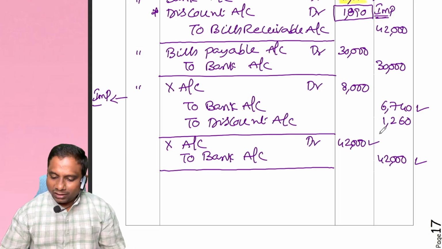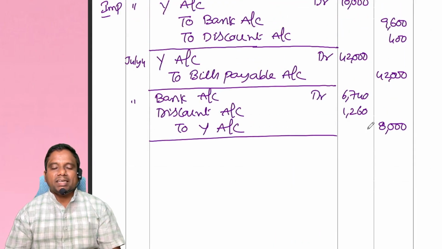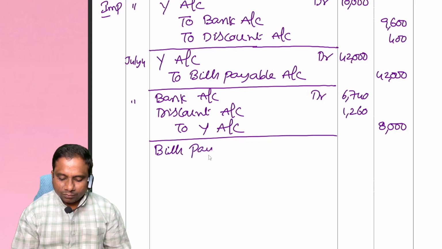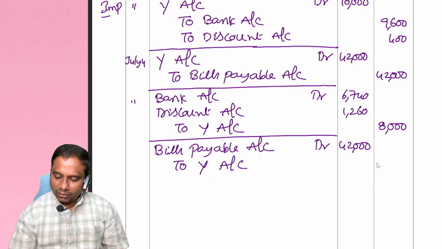Now what is the entry in the books of X? Dishonor entry. Bills payable account debit. He accepted the bill, na? So bills payable account debit 42,000 to Y account 42,000.